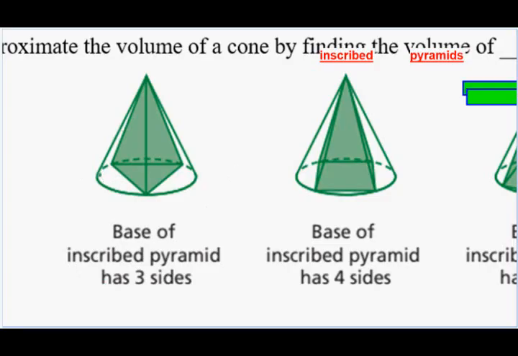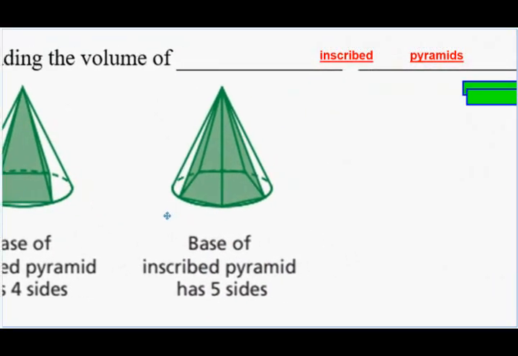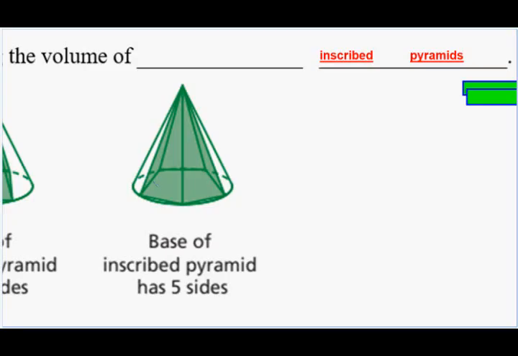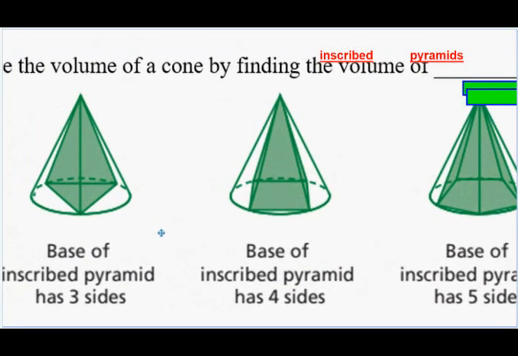So if 3 sides was good and 4 sides was better, we could try 5 sides. Now we've got a 5-sided pyramid. Again, the area in the base that's not in the base of the pyramid is smaller, so we're getting closer and closer to the true volume of a cone. We could keep doing this with 5 sides, 10 sides. We could do 100 sides. We could do 1,000 sides. The more sides of our base, the closer we get to the real volume of that cone.